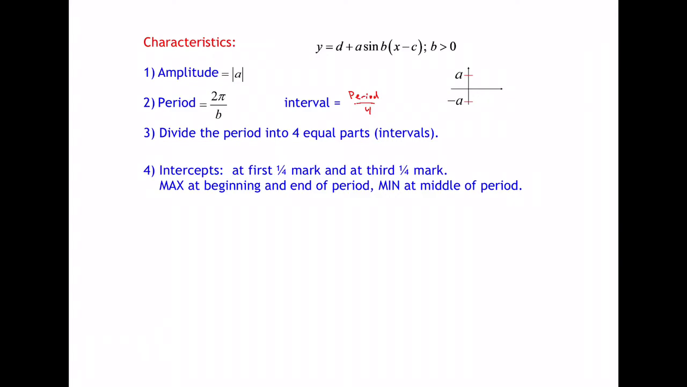Once you get that shape down, you'll just go through and recognize where those values occur. And so once again, you'll start at your max. This is what the parent function looks like. It starts at the max, middle, min, middle, back to the max. And that represents one period of the cosine graph.